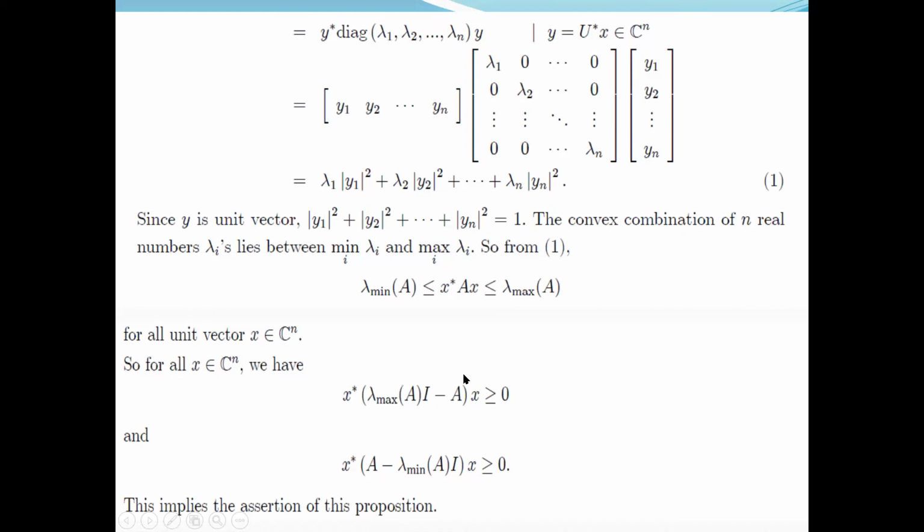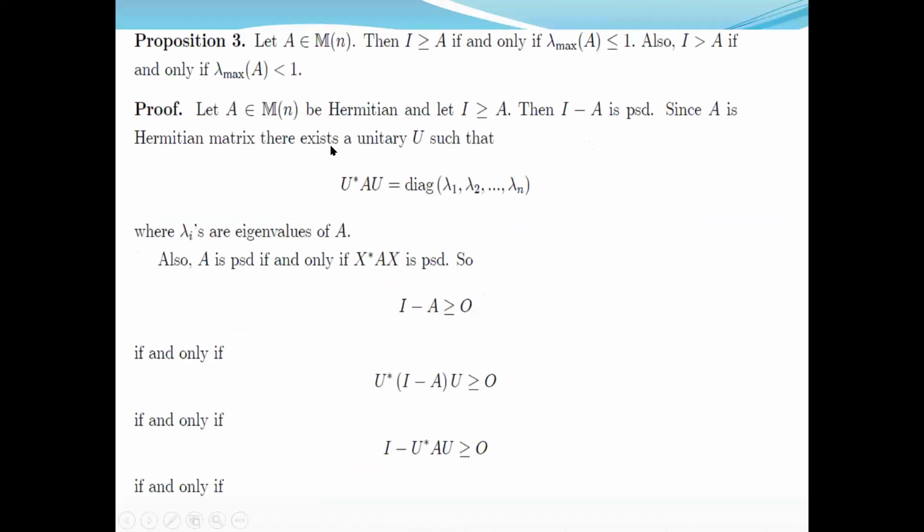And what is it? This is the definition of positive semi-definite matrices. So lambda maximum I here is greater than or equal to A, and A is greater than or equal to lambda minimum I. Clear this? Yes, sir.